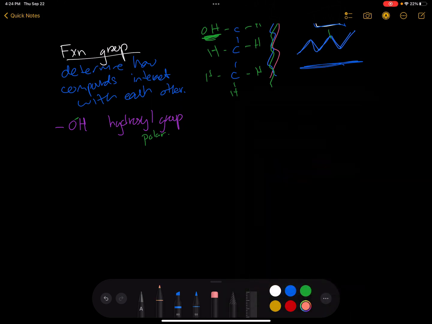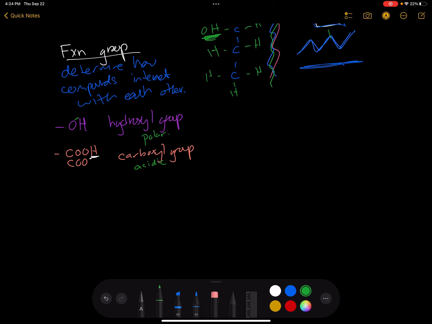My next functional group is COOH, or it's COO. It kind of depends on if the hydrogen is there or not. This is called a carboxyl group. And the fact that he can give this hydrogen up is actually his characteristic. My carboxyl groups, these are acidic.